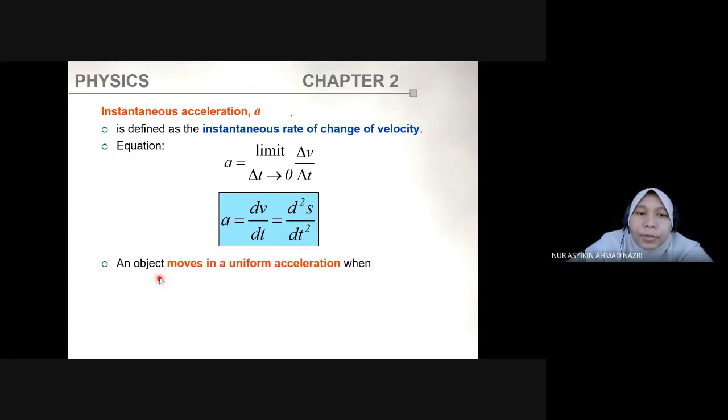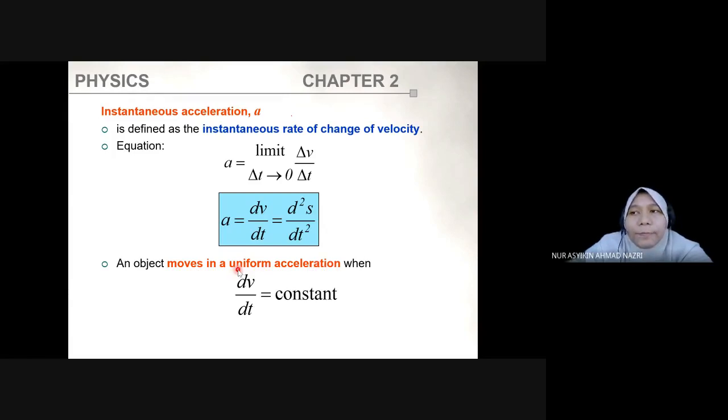So an object moves in a uniform acceleration. Again, kalau dv over dt ni equal to a constant, macam saya explain tadi lah. Okay, so dia jalan sama je. Dari awal pun memang dia dah 25. Macam tu. So kalau macam tu, that one kita consider the motion tu uniform acceleration.